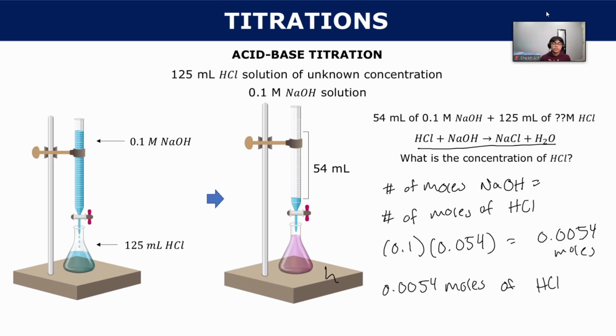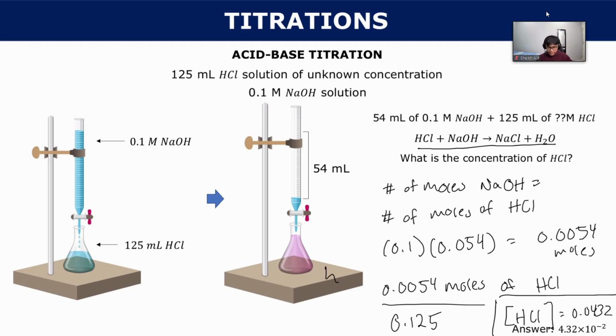How do we turn this into concentration? This amount of moles is in 125 mL of hydrochloric acid. Remember, concentration is moles over liters, and 125 mL is 0.125 liters. So our concentration of hydrochloric acid is 0.0054 divided by 0.125, which is 0.0432. Sorry, it's cramped. I always do this, I never have enough space. And the answer, look at that: it's 4.32 times 10 to the negative 2.